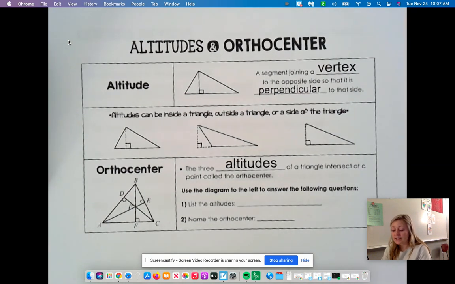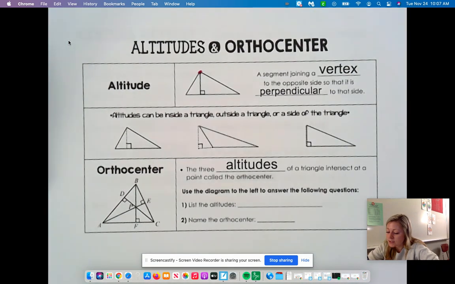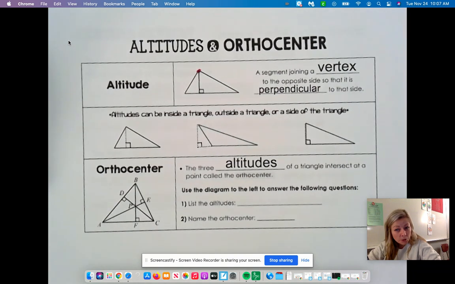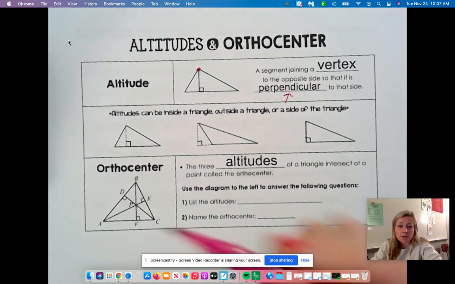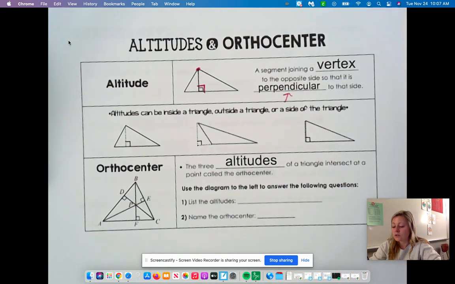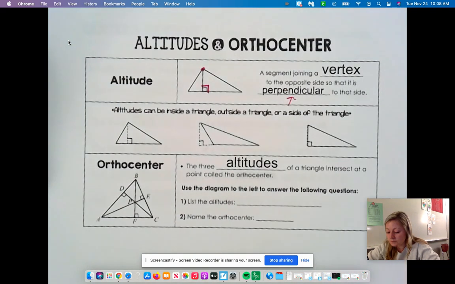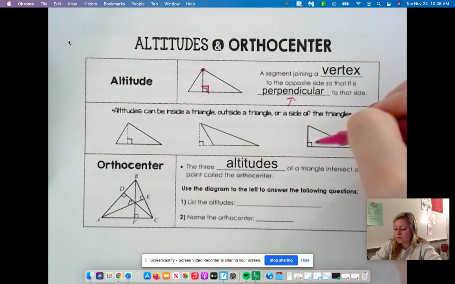An altitude is a segment joining a vertex, so again, a corner of our triangle, to the opposite side so that it's perpendicular to that side. The keyword there is perpendicular, and we know that means to create a right angle. A big tell is that it makes that box there. Altitudes can be inside a triangle, outside, or an actual side of our triangle. I think on your notes, these aren't drawn in, so I'd like you to draw them.